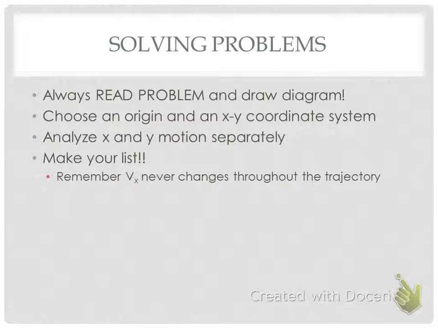As you're making your list, you can think about some of those assumptions we talked about. Okay, we can always assume that initial positions are both 0, which means x sub o equals 0 and y sub o equals 0. We know that our velocity in the horizontal direction, or v sub x, never changes, because we have no horizontal acceleration. So we know v sub x equals v sub x o. Our initial horizontal velocity equals our final horizontal velocity.